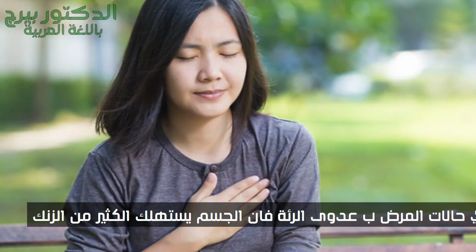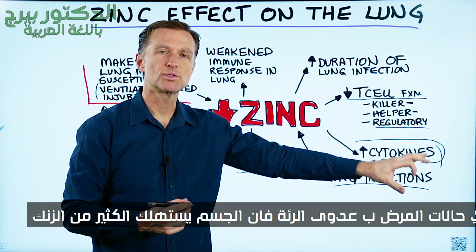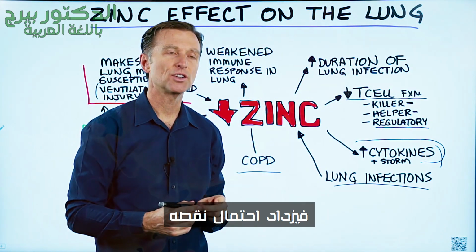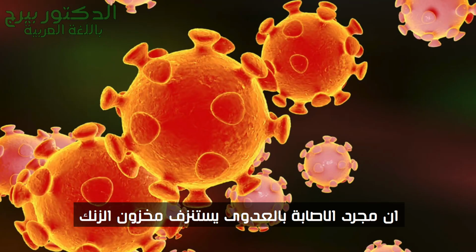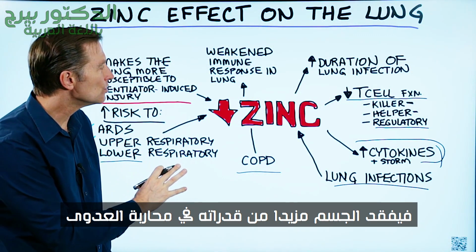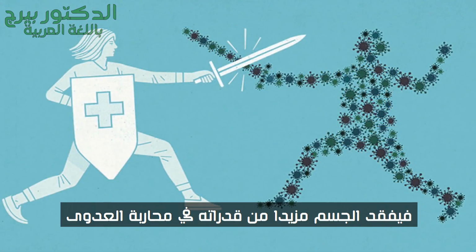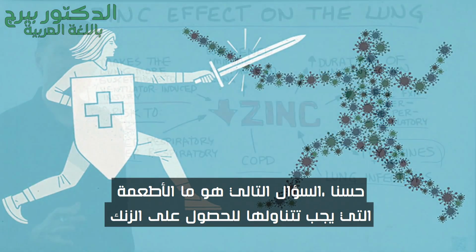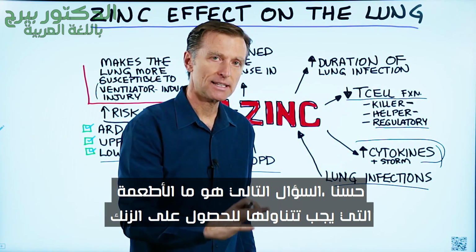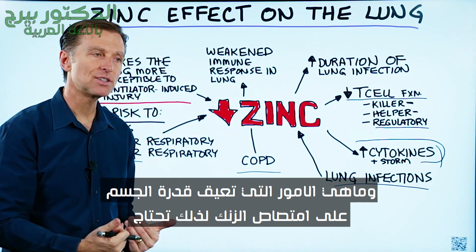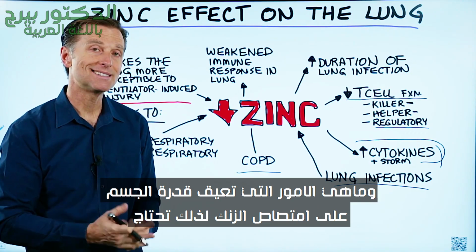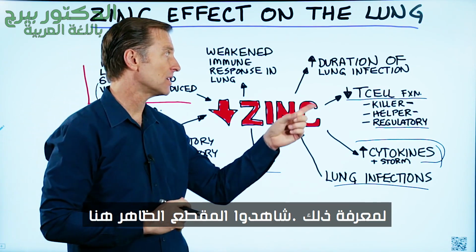Fascinating. If you have a lung infection, if you're sick, your body is going to be using so much zinc, chances are you're going to be deficient. Just the fact that you have an infection causes depletion of zinc, and then you lose more ability to fight the infection. All right, so the next question is, what foods do you eat to get zinc, and what are the things that can prevent you from absorbing zinc? For that, you need to check this video out right here.